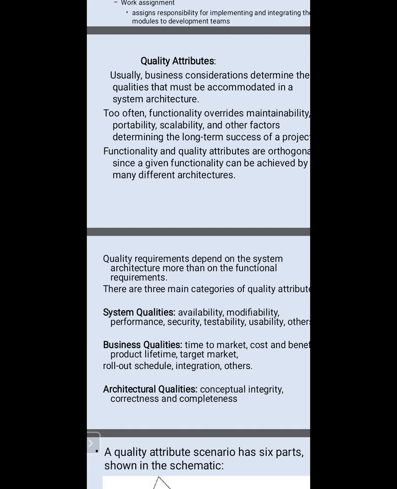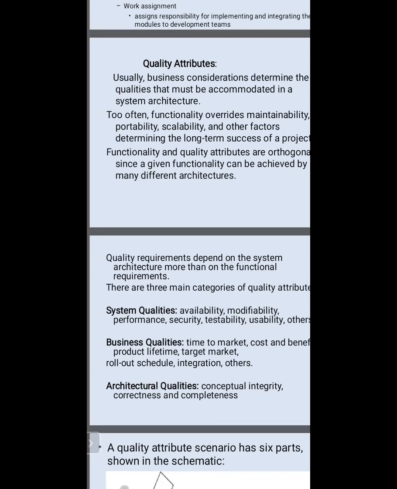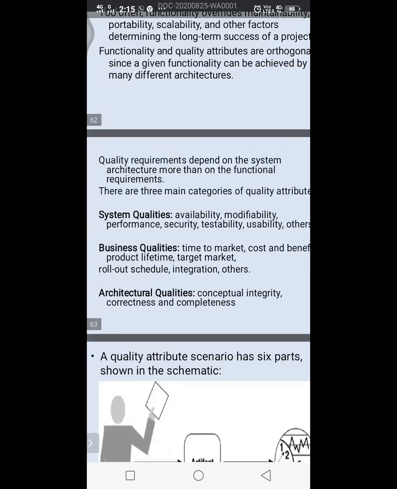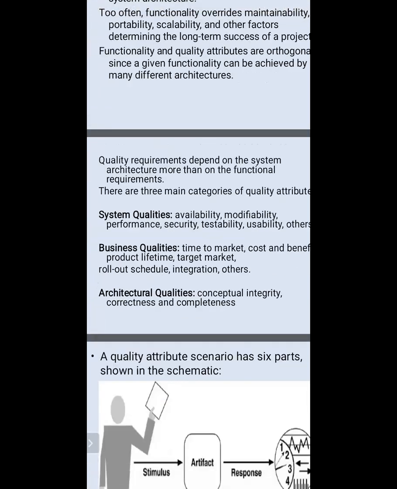If you observe here, usually the business considerations determine the qualities that must be accommodated in a system architecture. Too often functionality overrides maintainability, portability, scalability, and other factors that determine the long-term success of a project. That means the long-term success of the project needs these types of attributes: functionality, maintainability, portability, scalability. Quality requirements depend upon the system architecture more than on the functional requirements.